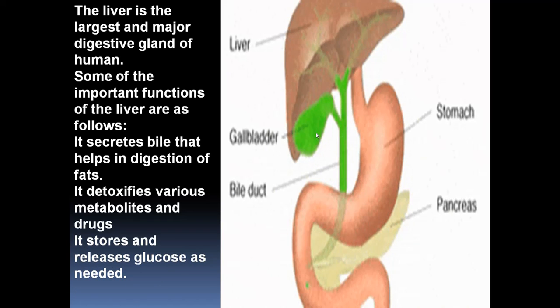It stores and releases glucose as needed. Whenever glucose is converted to glycogen, it is stored in the liver. Whenever we need the glucose, glycogen is broken down and converted into glucose, and we get the energy.